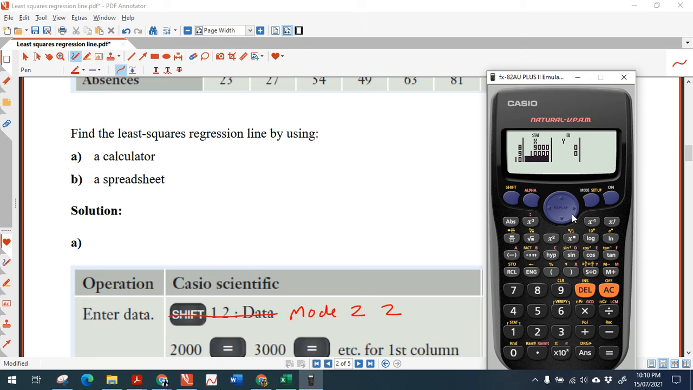All right, so put in the first row there, and I'm going to use the blue keypad to go back to the top. I'm going to put in the second row of numbers there. Okay, so that's 23. Then we've got 27. We've got 54. And then we've got 49.